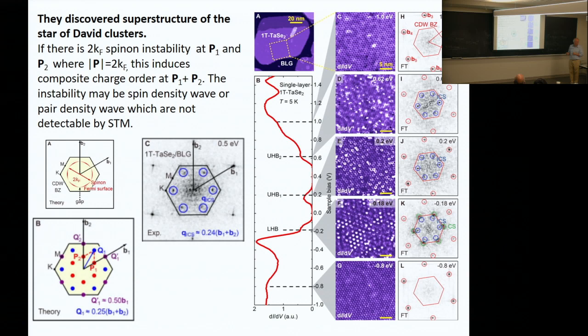So what is the interpretation of this? Imagine that I have a fermion Fermi surface, and let's imagine there's some kind of 2kF singularity. We don't know what it is.